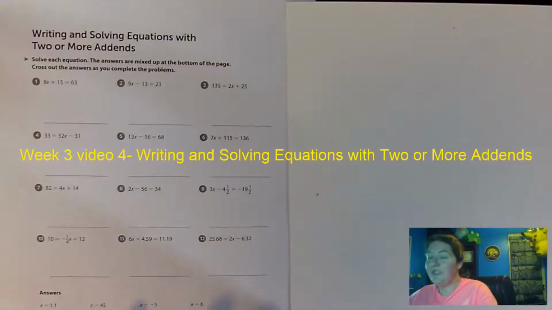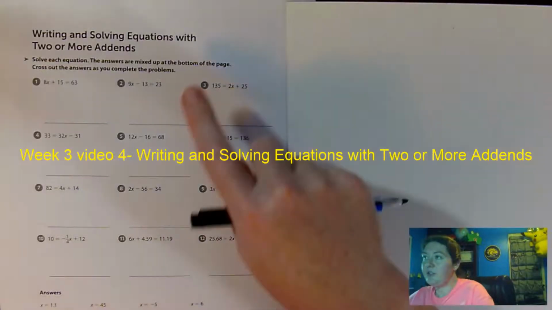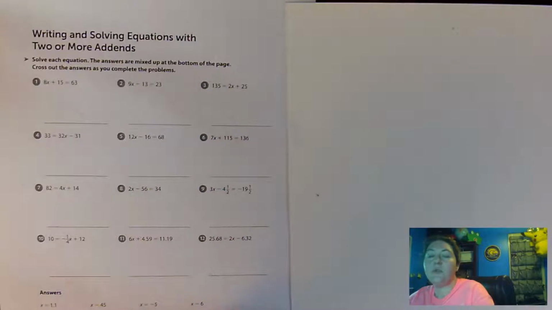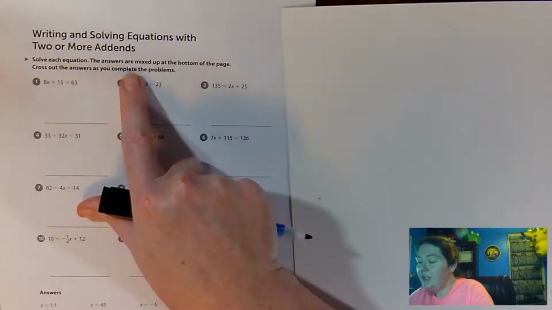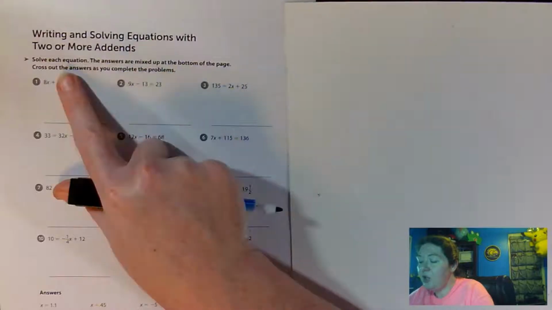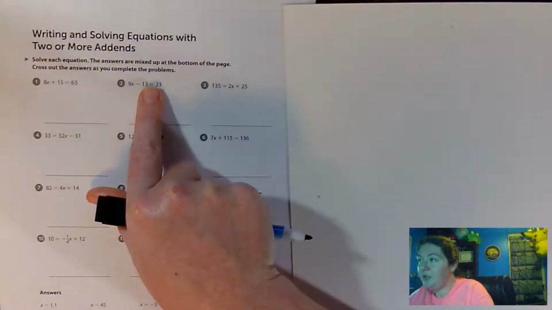Alright, we're continuing in your week 3 packet. We're looking at this sheet, writing and solving equations with 2 or more addends. Our directions say, solve each equation. The answers are mixed up at the bottom of the page. Cross out the answers as you complete the problems.